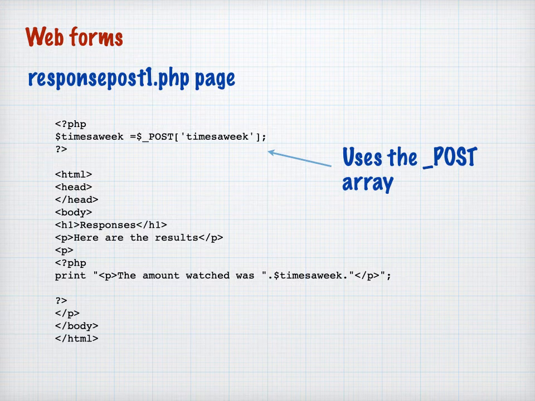So the switch from get to post is quite straightforward. I make a minor change in the form and then, at the top of our code here, I have to put underscore POST, capital letters, remember, to get the value out.